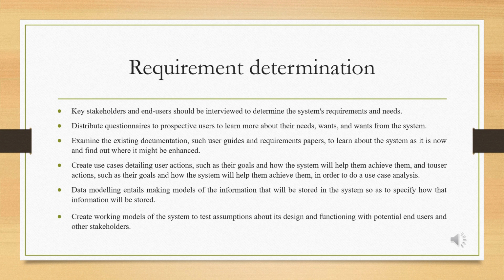Data modeling was another critical aspect of the requirement determination process. We created models of the information that would be in the system to specify how that information would be organized and accessed. Finally, we created working models of the system to test our assumptions about its design and functionality with potential end users and other stakeholders. This allowed us to refine the system design and ensure that it met the needs of all stakeholders.